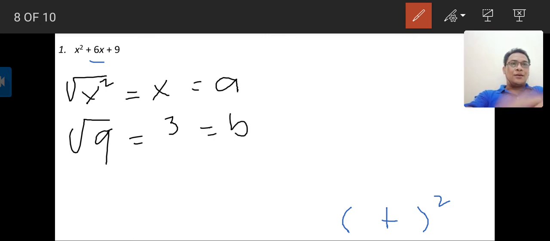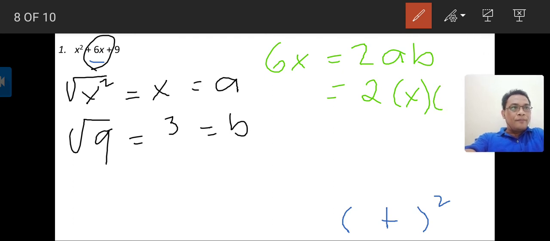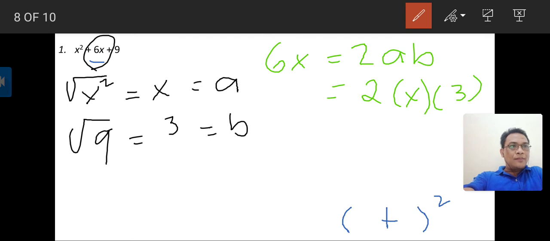Okay, so let me check your middle term. 6x should be equal to 2ab. So that will be 2 multiplied by a, which is x, multiplied by b, which is 3. 2 multiplied by 3 is 6, and 6 multiplied by x is 6x.